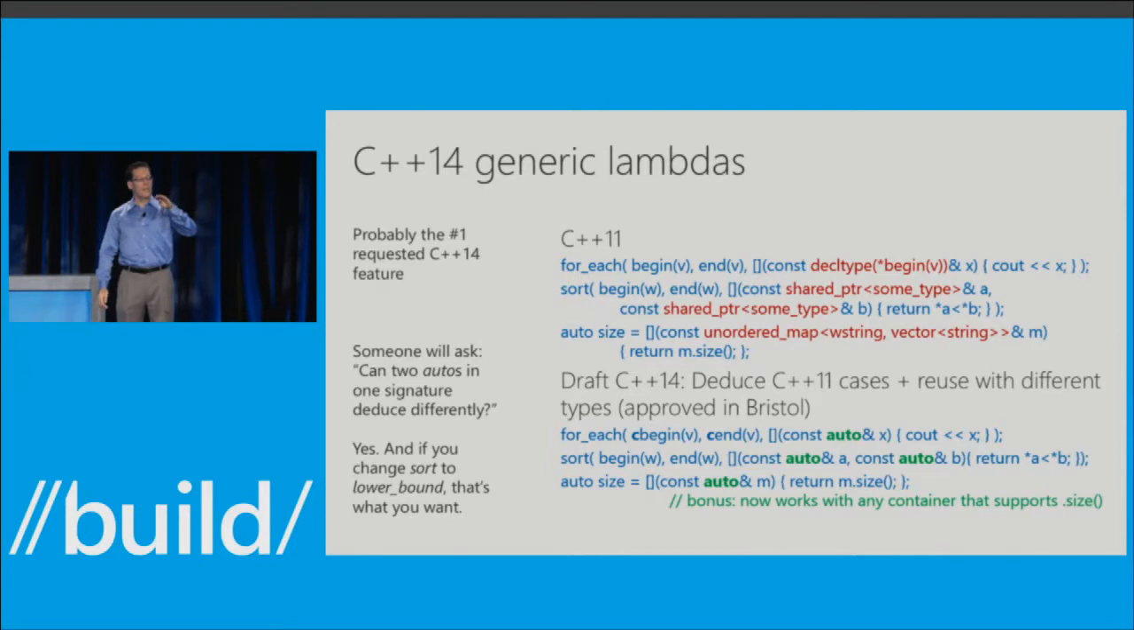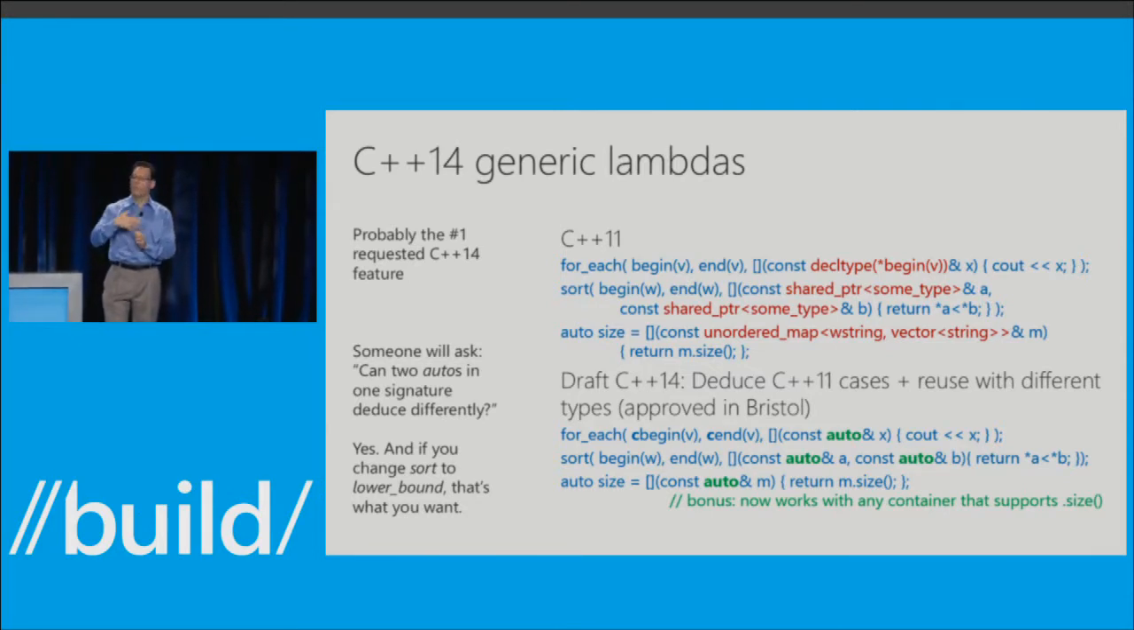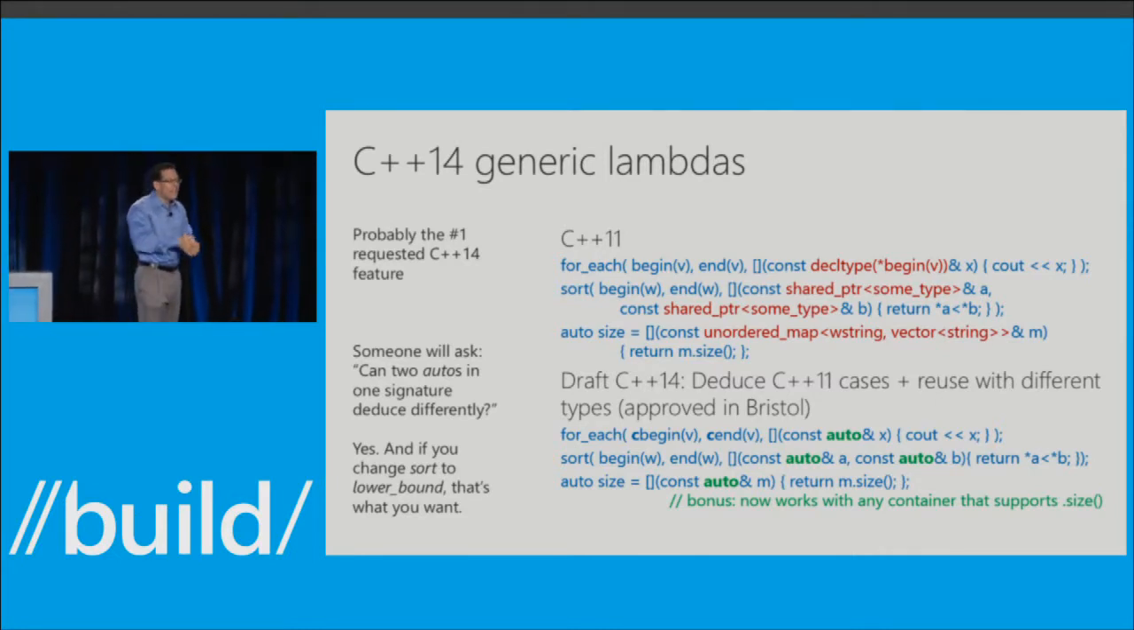In the corresponding C++14 code, you can just simply say auto. Take by const auto ref, because with auto you can always tack on a const or a ref if you want to. And we call dot size. And that will now work on not just an unordered map, but on any container that can report its size. And it's not just containers. It will work on anything that has a dot size member function on it.